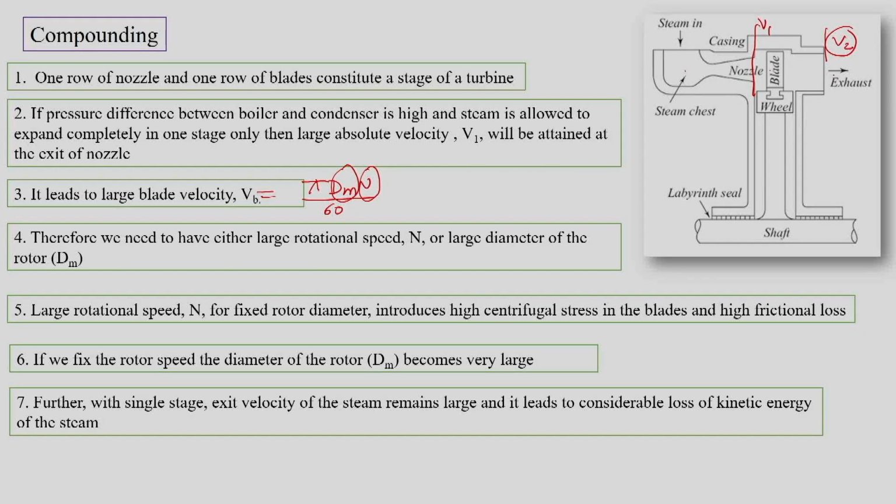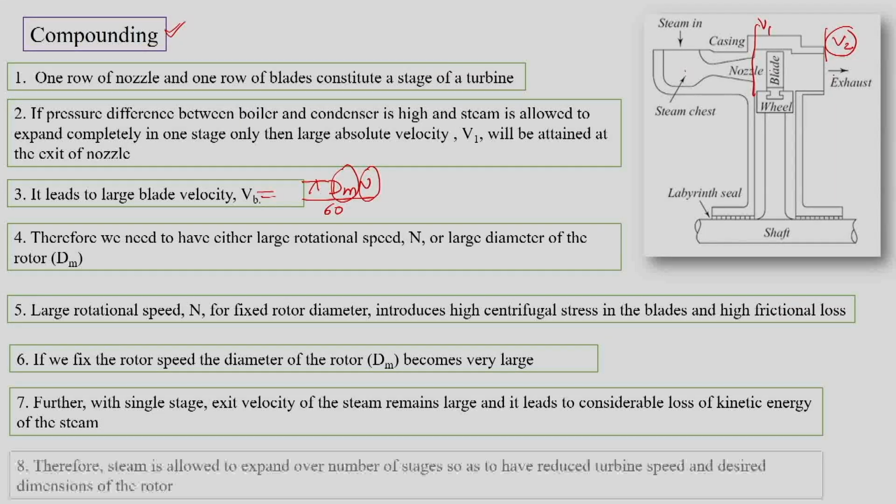So, this tells us that it is not a good idea to have only one stage of a nozzle and blade combination. We should have multiple stages, and that combination is called compounding. We should not have the complete enthalpy drop in only one stage. We should have the enthalpy drop in multiple stages, or not complete velocity extraction in one stage. We should have velocity extraction or kinetic energy extraction in multiple stages, and this is called compounding of steam turbine.